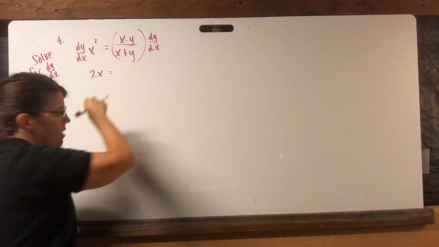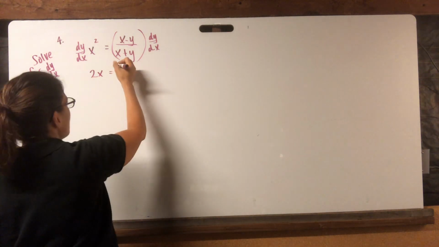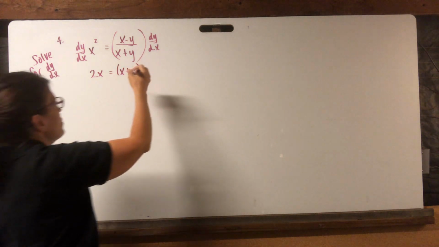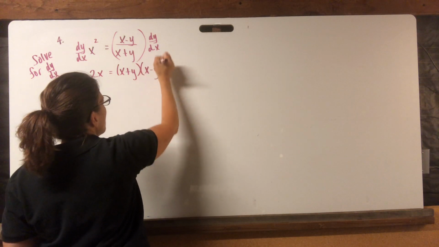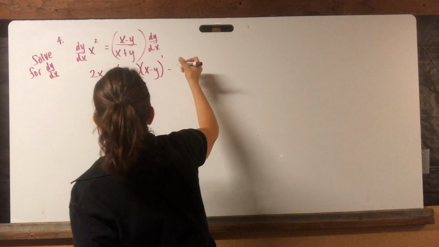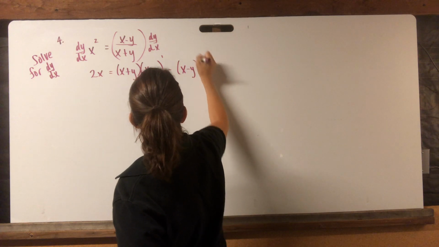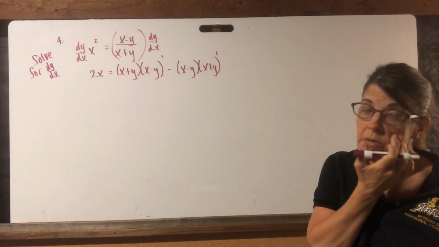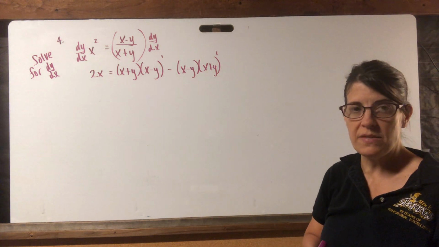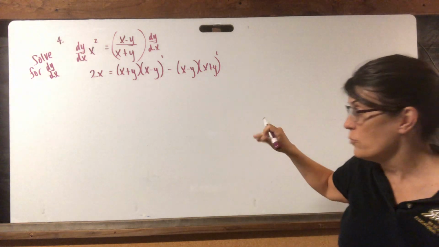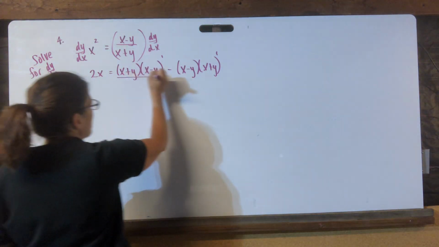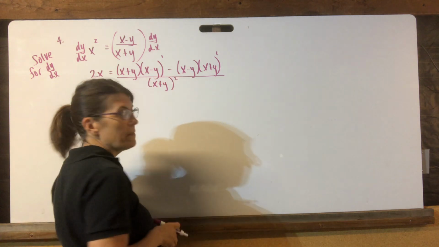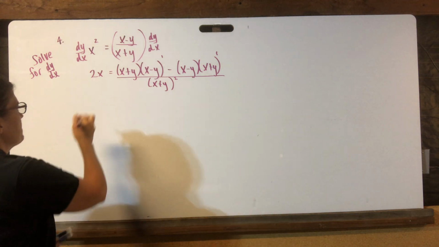So the denominator, x plus y, times the derivative of the numerator, minus the numerator times the derivative of the denominator, over the denominator squared. This is going to be a long one, so I am going to skip some steps in the simplification. There's just not enough room on the board. Okay, here we go.